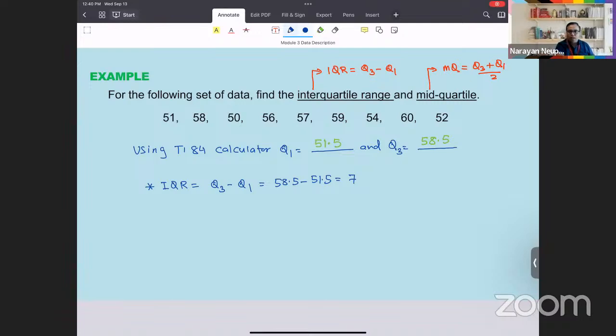And then the next one is the mid quartile. Mid quartile is equal to Q3 plus Q1 divided by 2. Q3 is 58.5 plus Q1 is 51.5. You divide that by 2, that's equal to 110 divided by 2 or 55. 58.5 plus 51.5 is 110. And when you divide it by 2, that's 55.